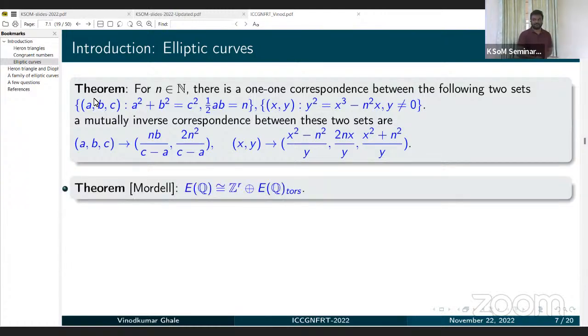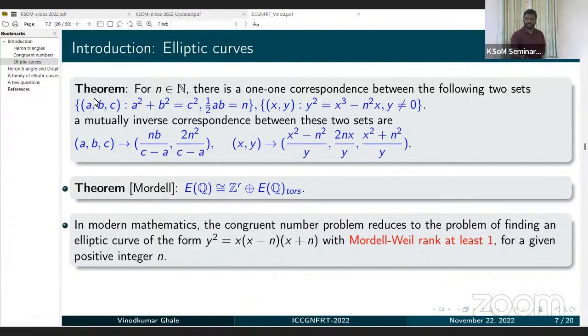And this is Mordell's theorem: the rational points on an elliptic curve form a finitely generated abelian group. As we have seen, the congruent number problem reduces to finding the rank of that elliptic curve. If that rank is positive, then we say the corresponding number n, where y square is equal to (x minus n)(x plus n) for that number n, is a congruent number.